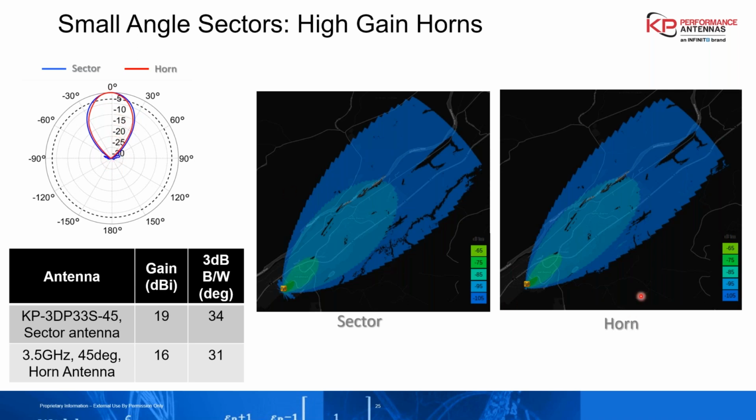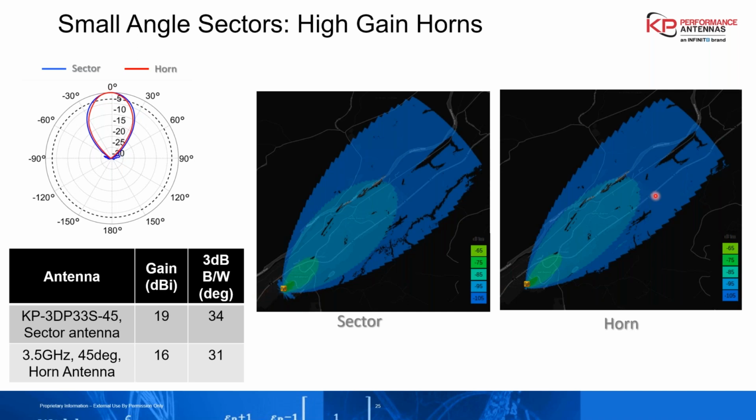Now, once you go and do your mapping on the ground, you can see here that very similar signal strengths in the forward direction, a little bit higher actually with the sector because it has a higher gain, and then slightly larger side lobes here, but it's nothing too significant. You can see these are fairly low values.